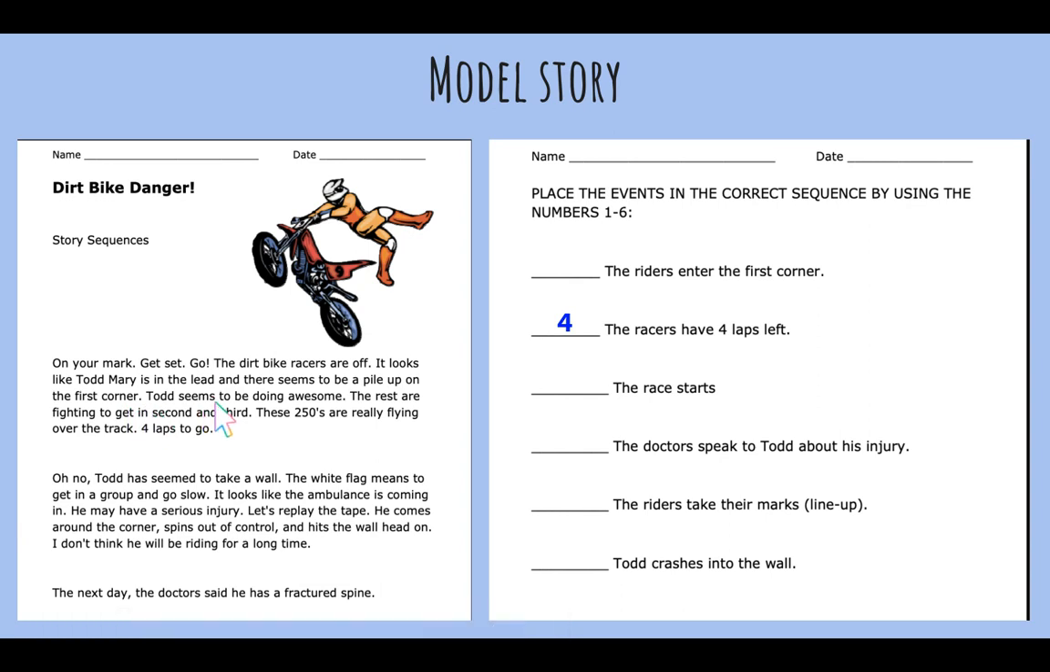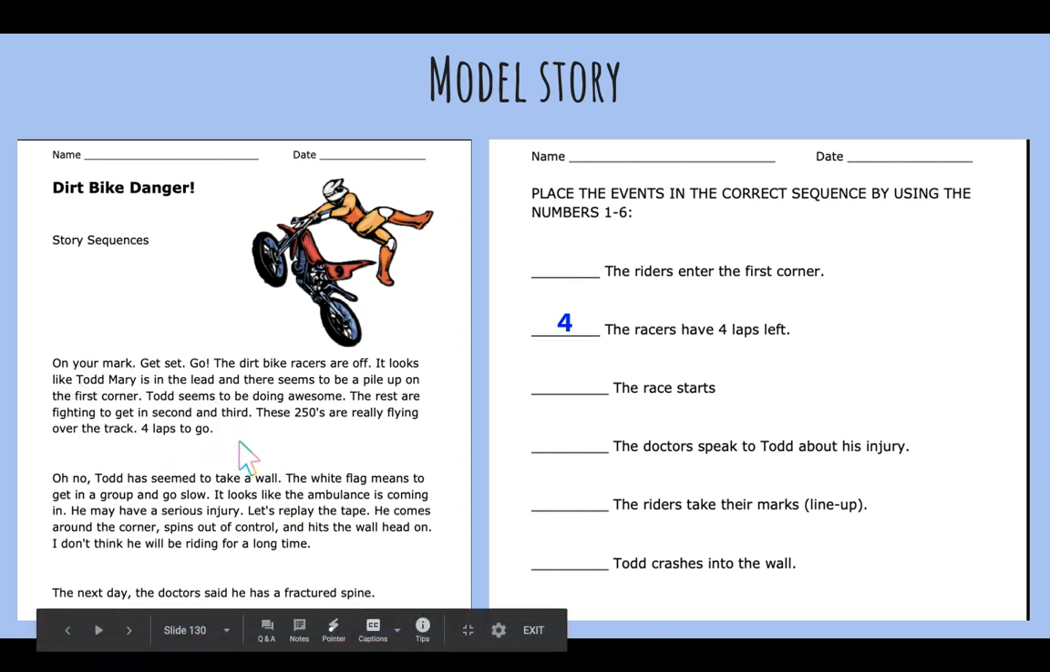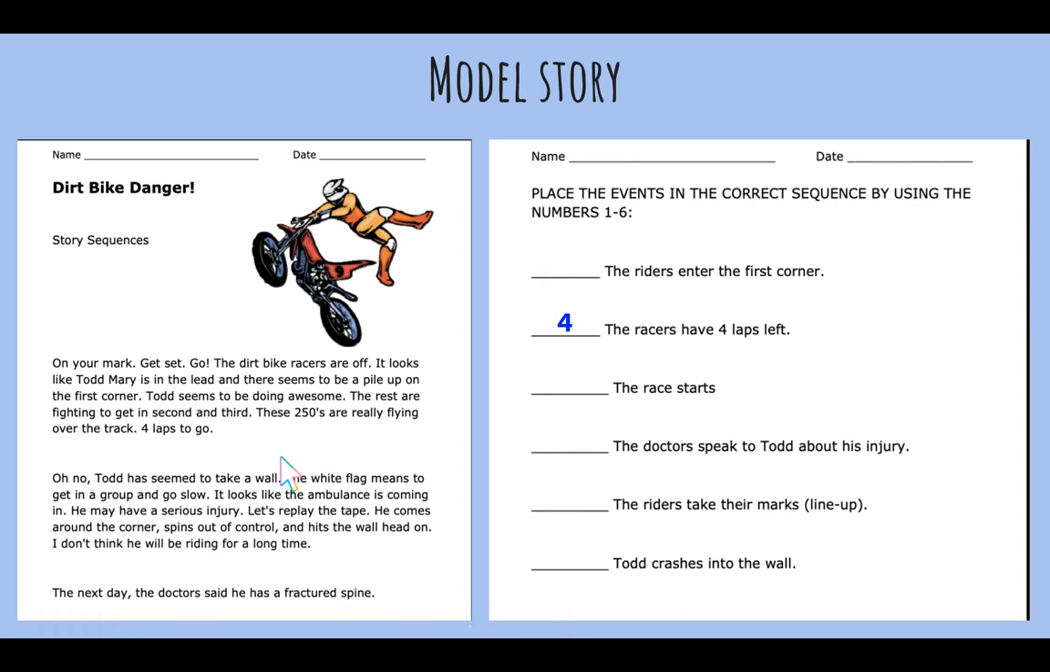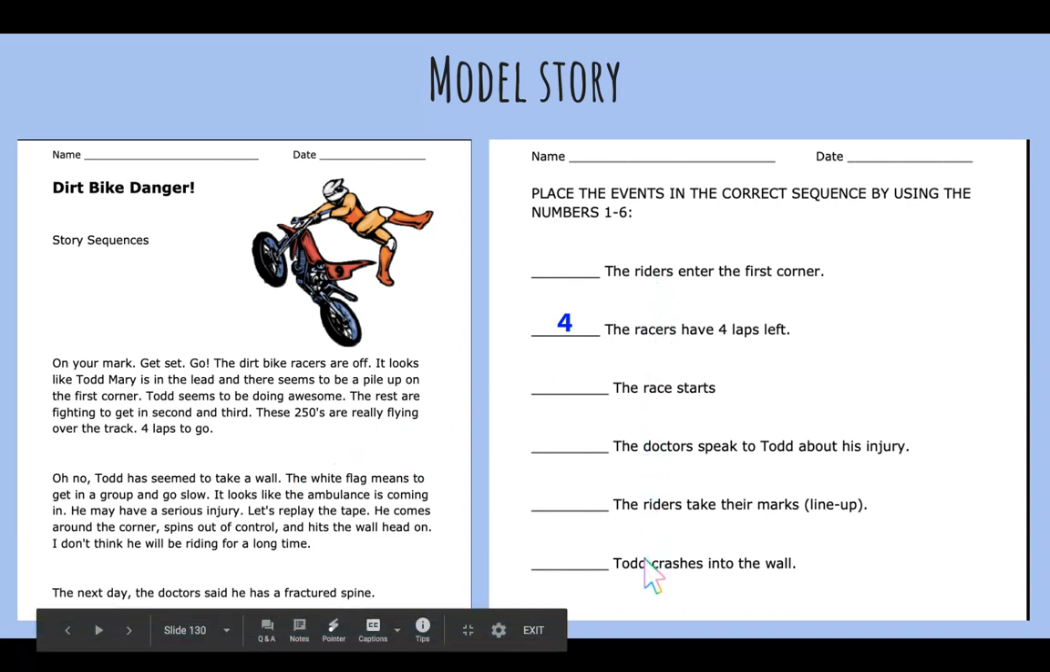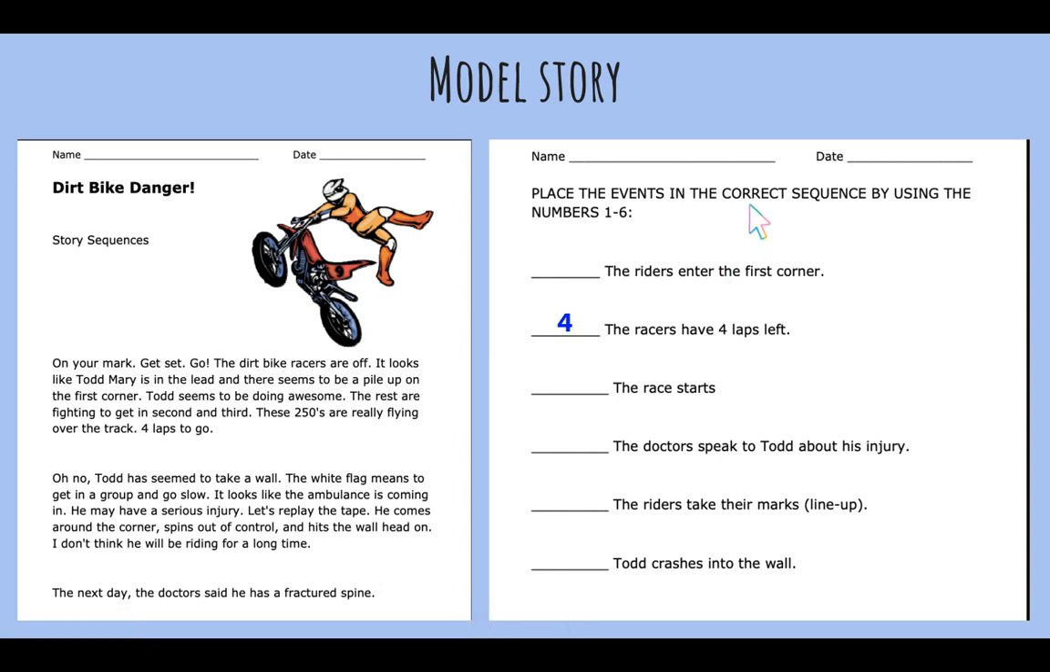But does that mean we're not able to put the story in order? No, right? We can still put what happened in the story in order. It's like retelling the story, just making sure that you're retelling it the way that we read it. So if you look over here, we've got six little things that happened in our story, and they want us to put it in the correct sequence.